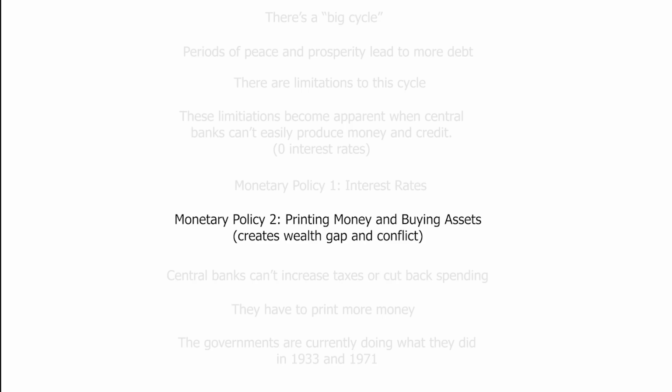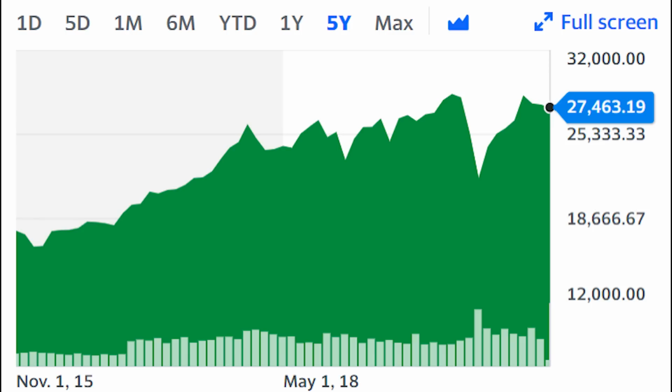Ray says this widens the wealth gap because it's the wealthy who own financial assets, or in other words, it's the wealthy who own the market. This is also why the stock market is sitting near all-time highs right now, because the US has already started doing monetary policy 2.